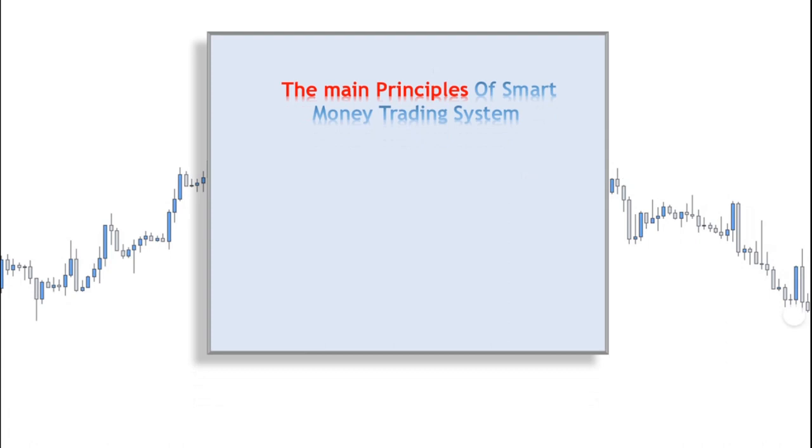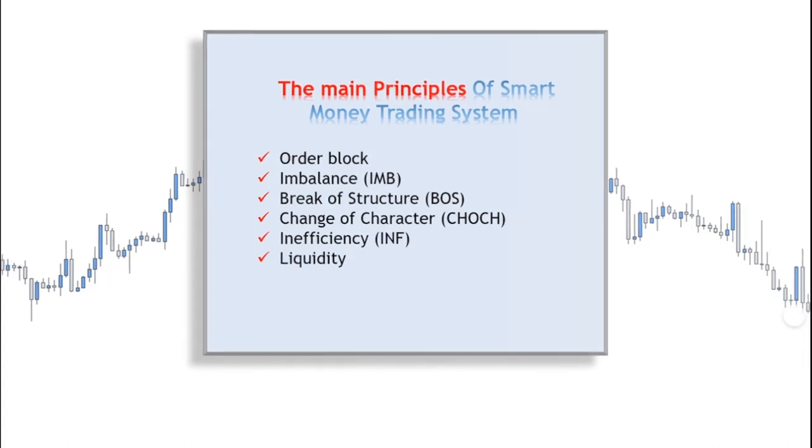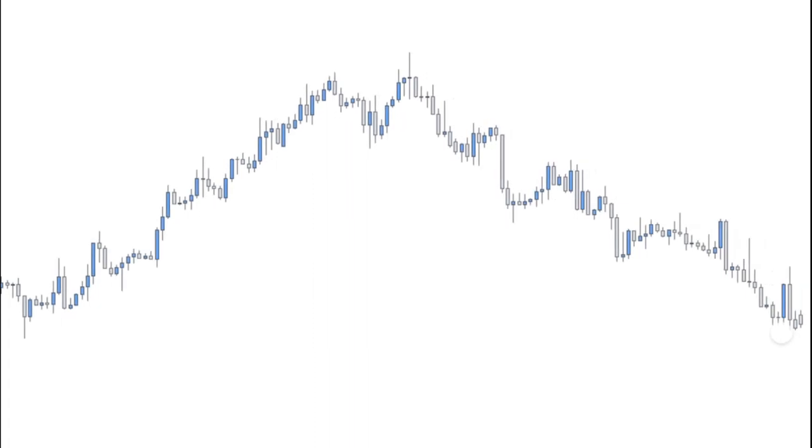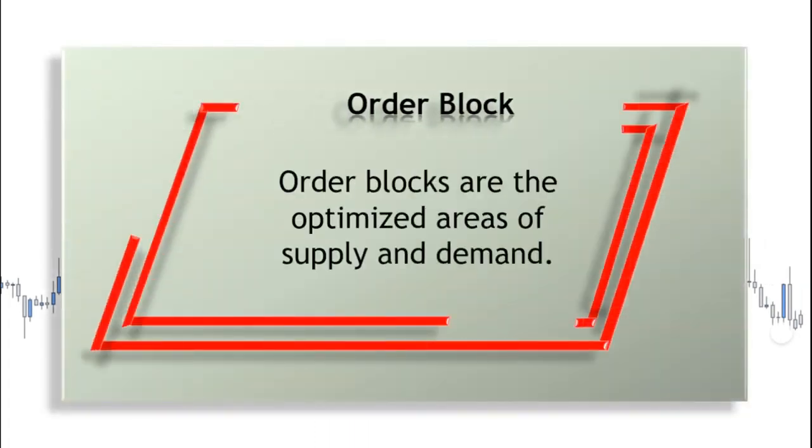So what are the main principles of the smart money trading system that every forex trader needs to know, their definition, and how to spot them in the market? These principles are: order block, imbalance, break of structure, change of character, inefficiency, and liquidity. The first principle is order block.